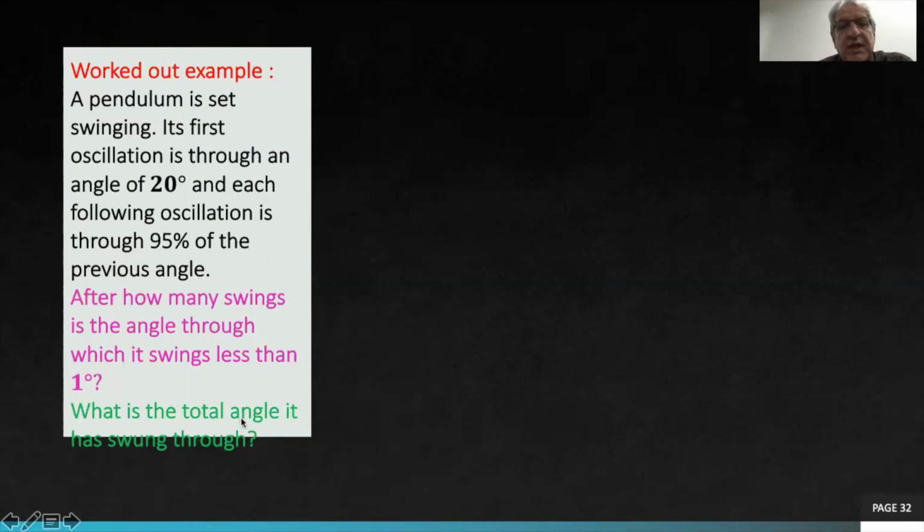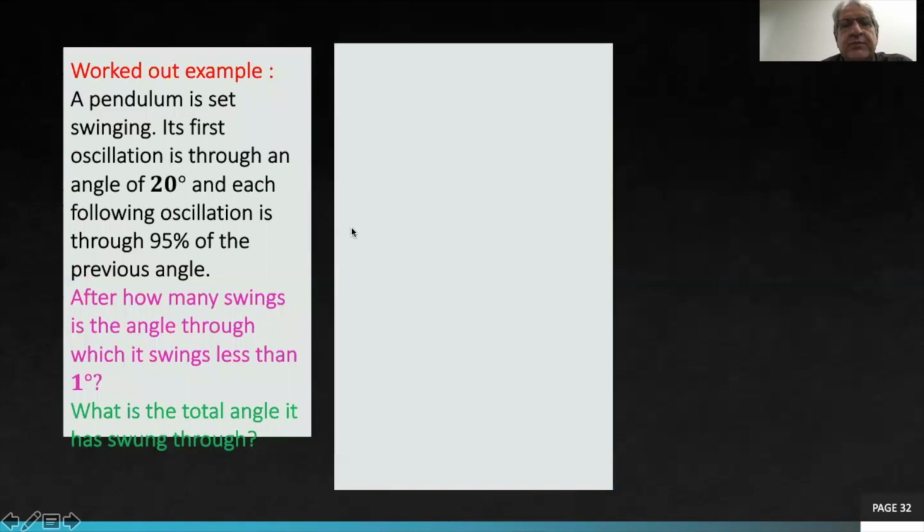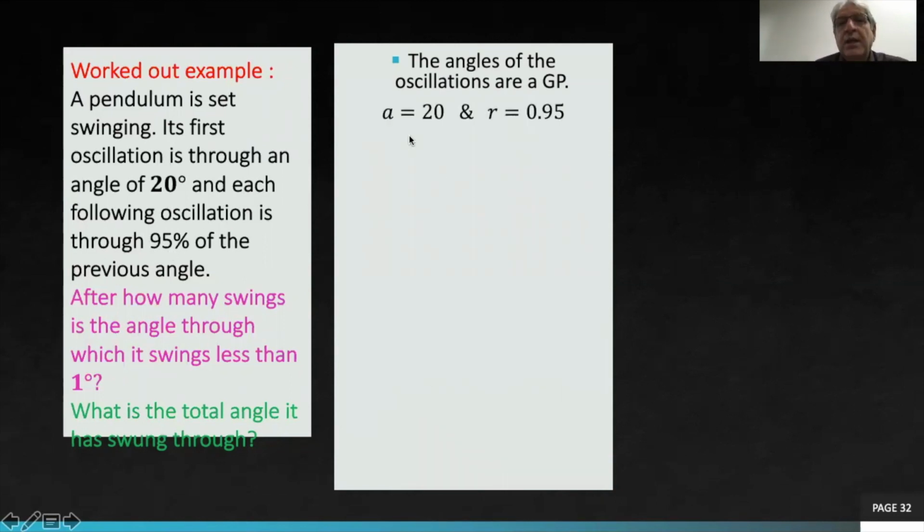What's the total angle it has swung through? Okay, we have got this question like that. Now let's see what you want to do. The angles of the oscillations are a geometric progression because each time you have to multiply the previous one by 95%, which means r is equal to 0.95. And the first term is 20. Therefore, we have all these things.